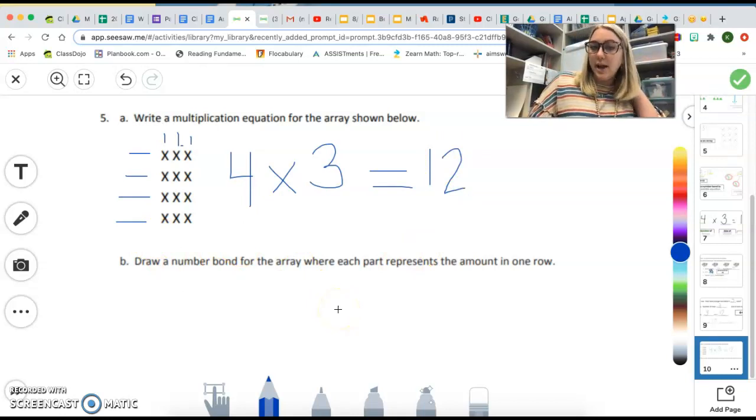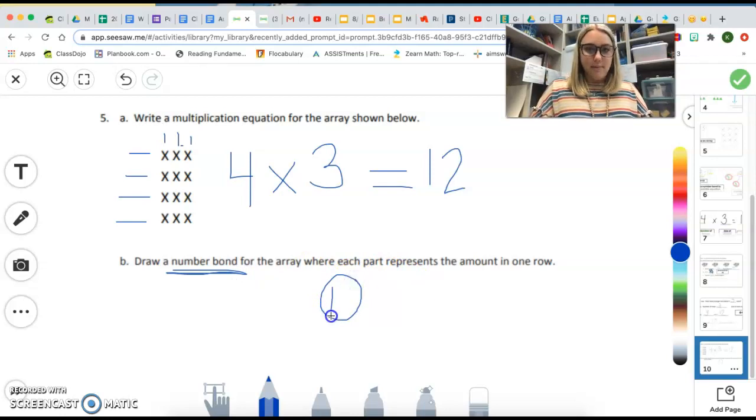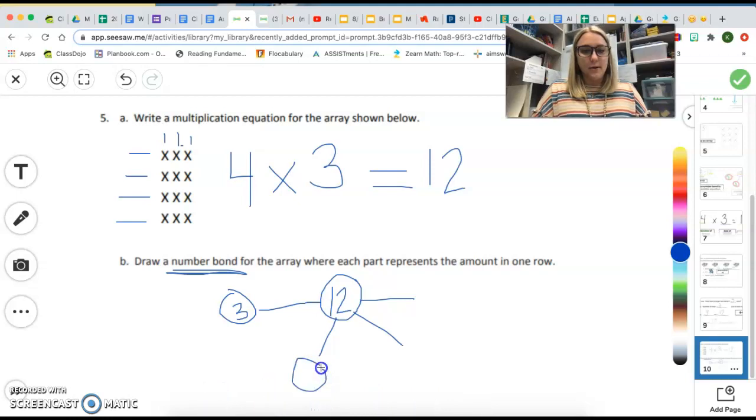Okay, now draw a number bond. Now this is important. You're going to have to do this on Seesaw. Number bond for the array. This is the new thing that we learned today. So our total goes up in this big circle, right? Okay, and we have our 4 rows. So we're going to have 4 little spider legs coming out of it. And then inside the circles and the spider legs is how many are in each row, which is 3. So we're going to put that right in the circle. Okay. And that is our number bond.